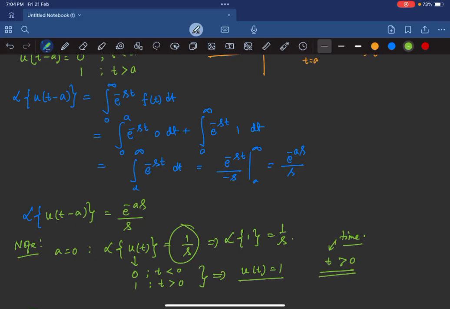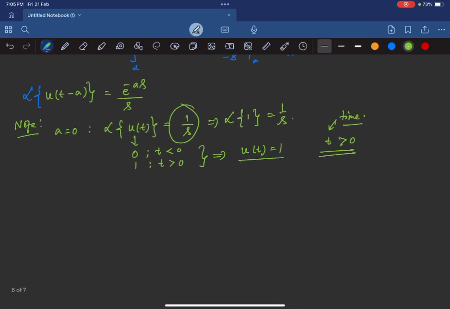Whenever you have a question from Laplace involving the unit step function, you can either apply this formula immediately, or you can break it down like this, because as per the question you can do the treatment.